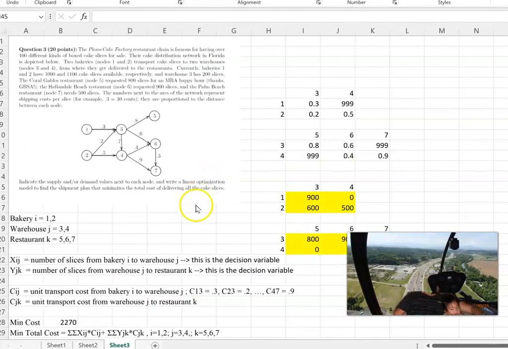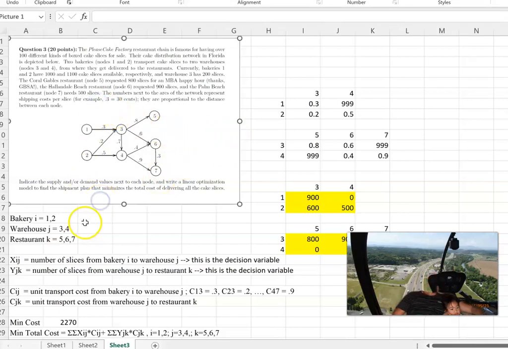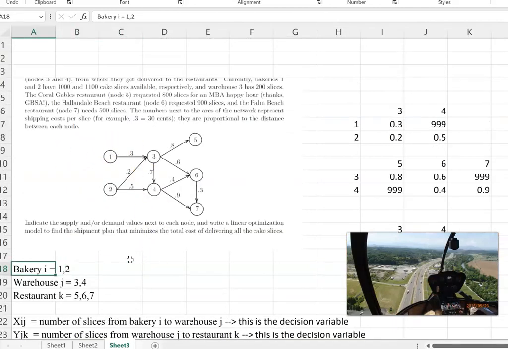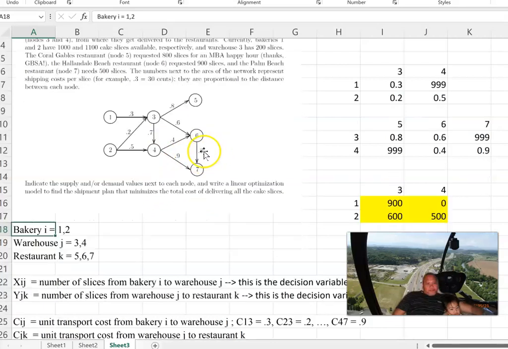Now, what we want to do is determine how to move the goods from 1 and 2 going to 5, 6, and 7 at the minimum cost. Okay, so that's what we're gonna do. We want to minimize the cost of shipping the goods. In this case, the goods is cakes, slices of cakes. So from bakeries to the warehouse, and from warehouse to the restaurants.